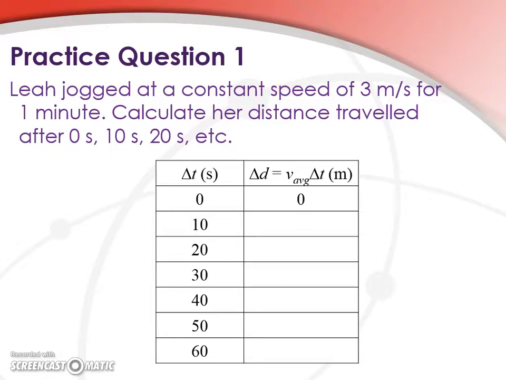Okay, welcome back. So, we can see that for each time increment of 10 seconds, she travels 30 meters. And so after 60 seconds, or 1 minute, she's traveled 180 meters. And that's straight out of our work from yesterday with distance equals average velocity times delta t.